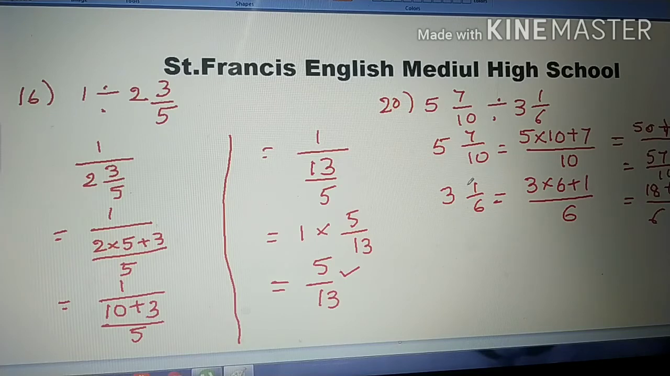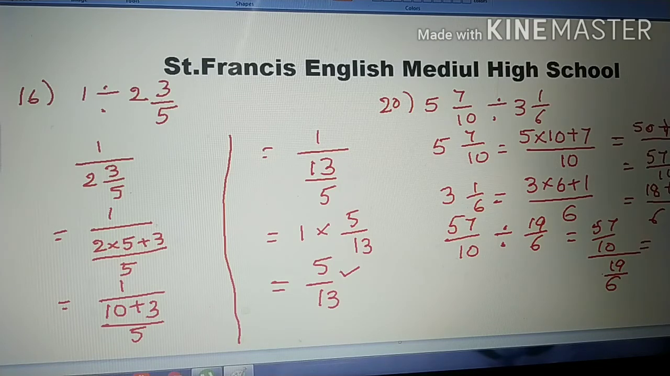Now write down the converted mixed fractions as improper fractions. What is the first mixed fraction here? 5 7 by 10. We converted this one into 57 by 10. So write down that one, 57 by 10, that is divided by 3 1 by 6. We converted this mixed fraction also into an improper fraction, that is 19 by 6. So now write it with divided by: 57 by 10 whole divided by 19 by 6.